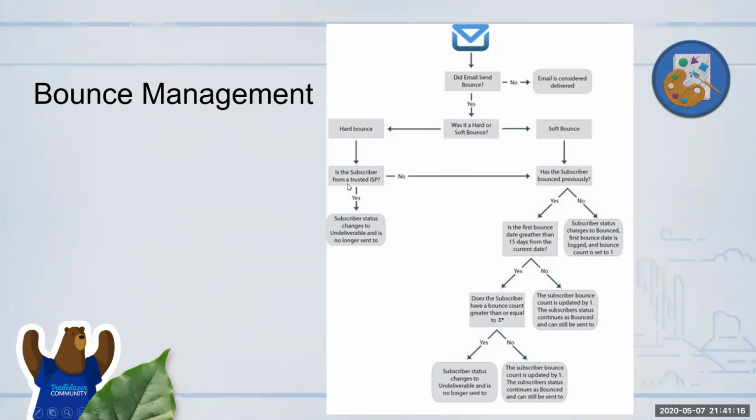But if it's a hard bounce and it's coming from a trusted ISP, like Gmail, Hotmail, Roadrunner and all that, then automatically it will change to undeliverable as well. So it depends on a use-case basis, what type of bounce it was and which domain it came from. Okay, I see. Thank you so much.